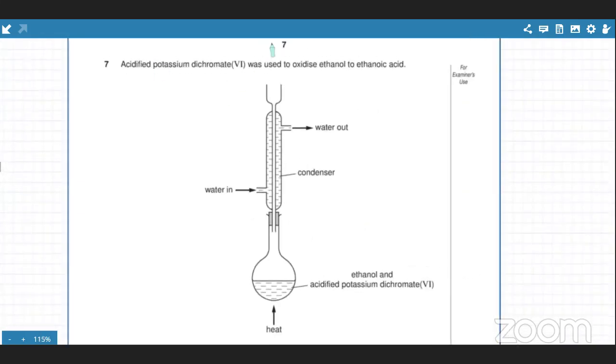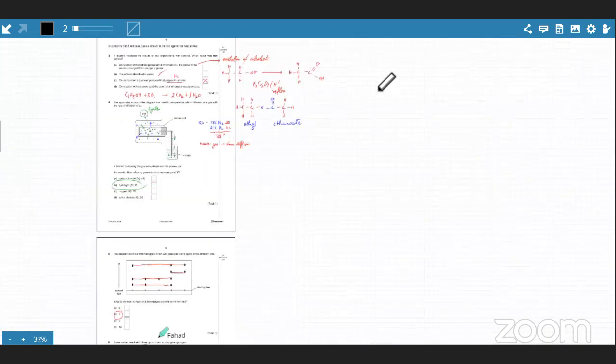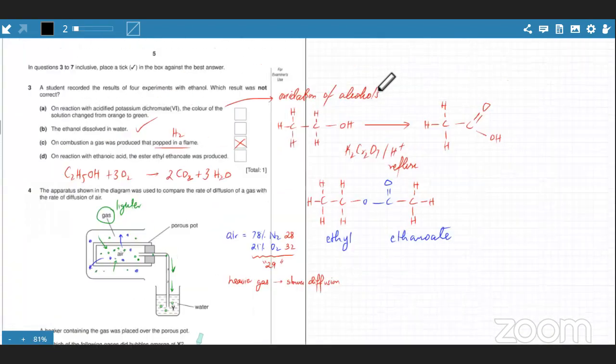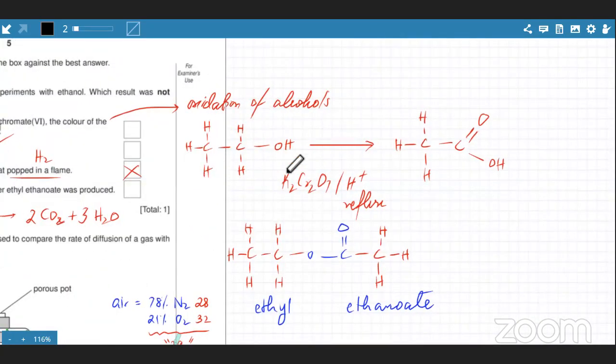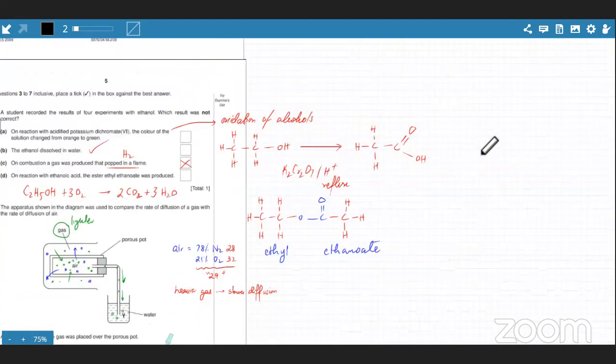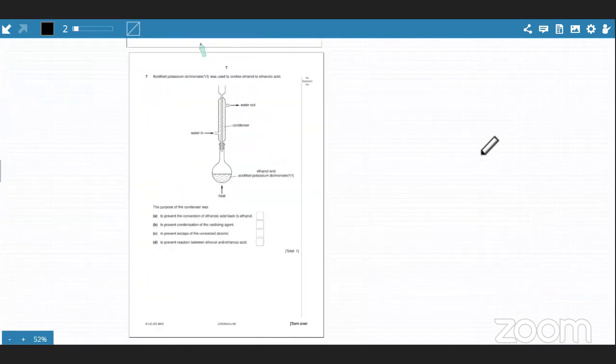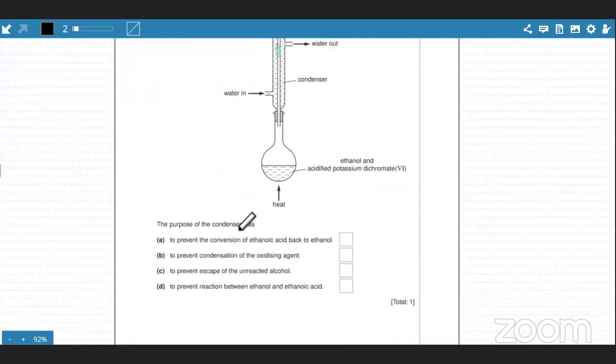Acidified potassium dichromate(VI) was used to oxidize ethanol to ethanoic acid. So this is the oxidation reaction that I probably talked about a bit earlier. You can have a look over here. This is the oxidation reaction that we talked about. You had an ethanol molecule, and it was getting oxidized to ethanoic acid. So the carbon over here got oxidized to carboxylic acid. Now, coming back to the question, what is the purpose of the condenser on top?